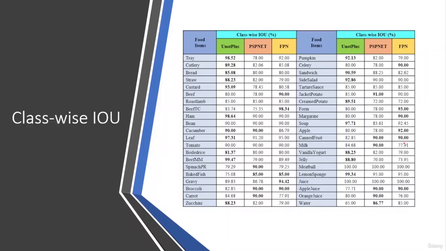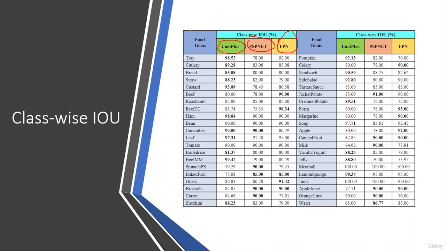So here is the class-wise intersection over union score for each model. Here you can see the UNet Plus, that is basically the ResNet UNet Plus, using the ResNet encoder and UNet Plus decoder. And here you can see the PSPNet, that is basically using the MobileNet encoder and PSPNet decoder. And third is the FPN, that is basically using the EfficientNet encoder and FPN decoder.